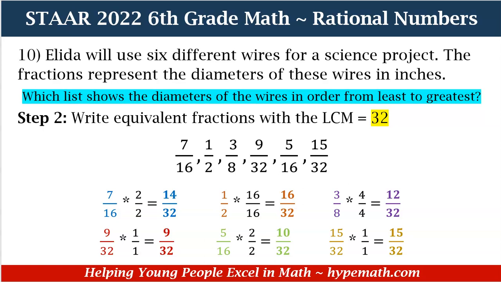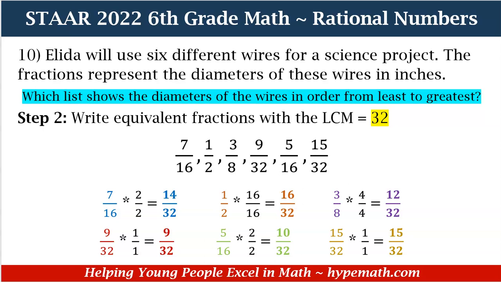So 5 over 16 times 2 over 2. Now we need to multiply our numerators going across. 5 times 2 is equal to 10. And then for our denominators, 16 times 2 is equal to 32. So our equivalent fraction for 5 over 16 is 10 over 32.